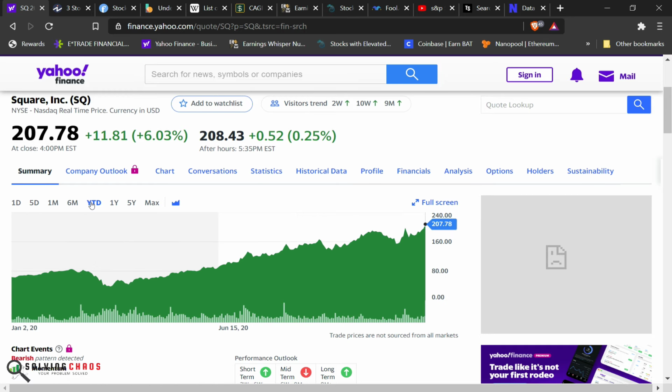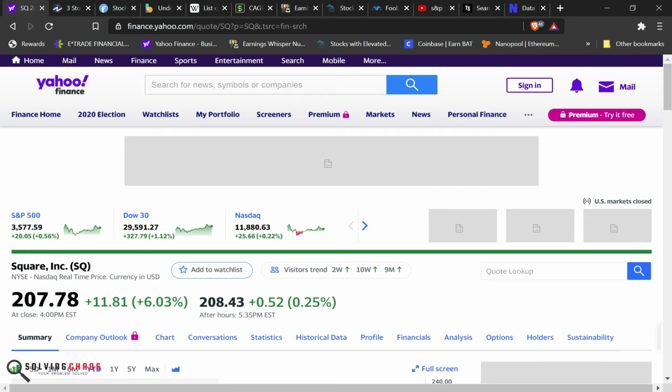Now, here's the funniest thing with Square. Early in the year, no one liked them. Look at the share price, 60, 70 bucks. Pandemic hits, drops all the way down to under 40. And look at this, a 500% run. From $40 to over 200. That's huge. I think Square is a company that everybody should look at.